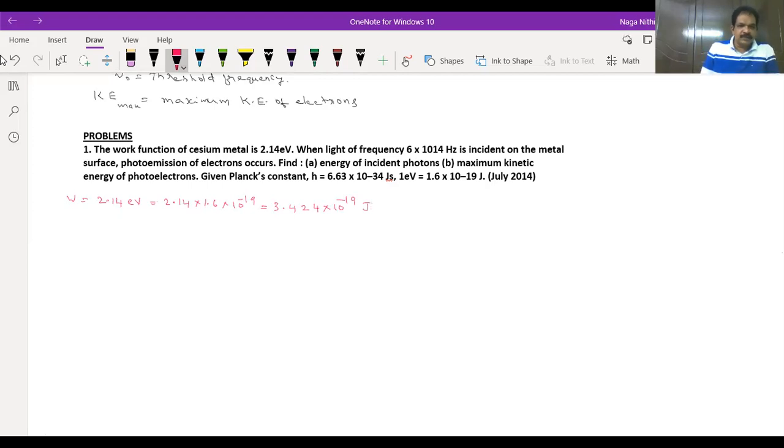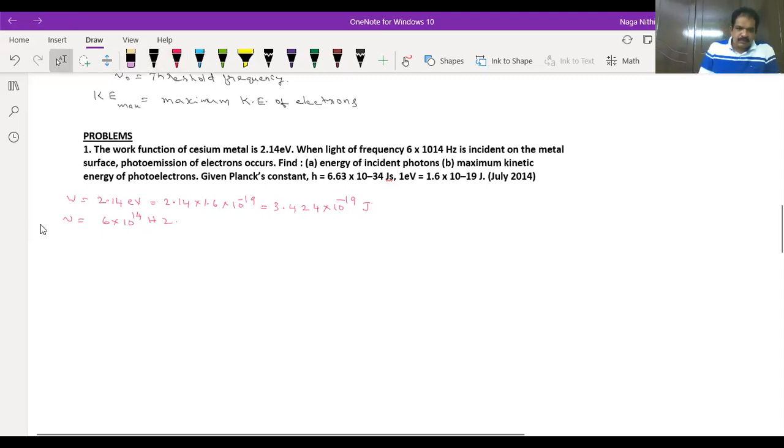This is the work function. And the work function is given when light of frequency nu equal to 6 into 10 power 14 hertz is incident and photoelectrons are coming. Then what is the energy of the incident photons? And how to do this one?